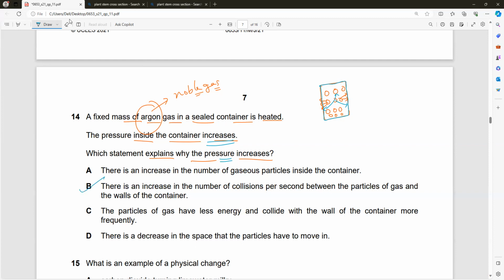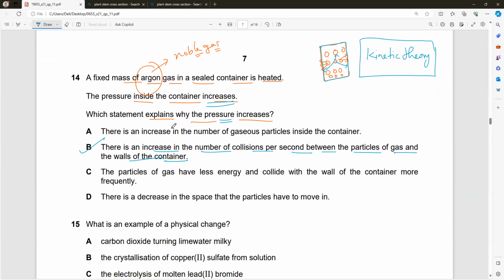So that's why there is an increase in the number of collisions per second between the particles of gas and the walls of the container. In 11th again it will come because you are going to study kinetic theory of gases. In 9th there is a statement, in 11th there is a chapter, kinetic theory. In Physics Volume 2, chapter number 12, I think. So, kinetic theory, by the time you'll get this one.